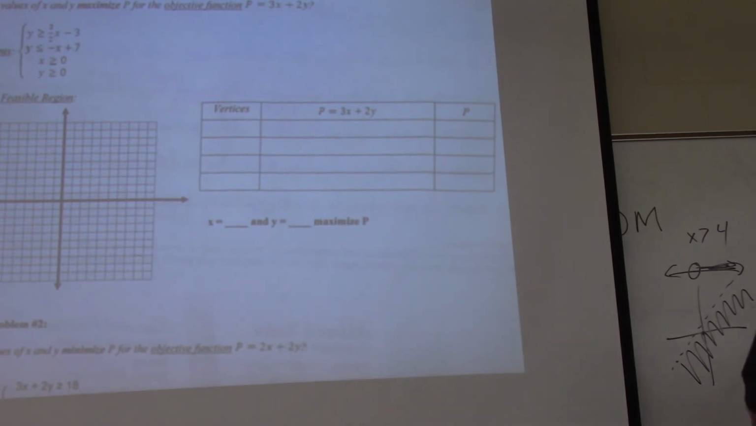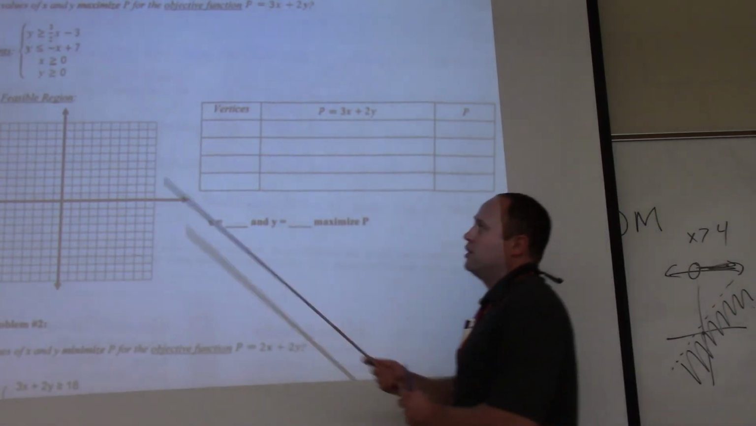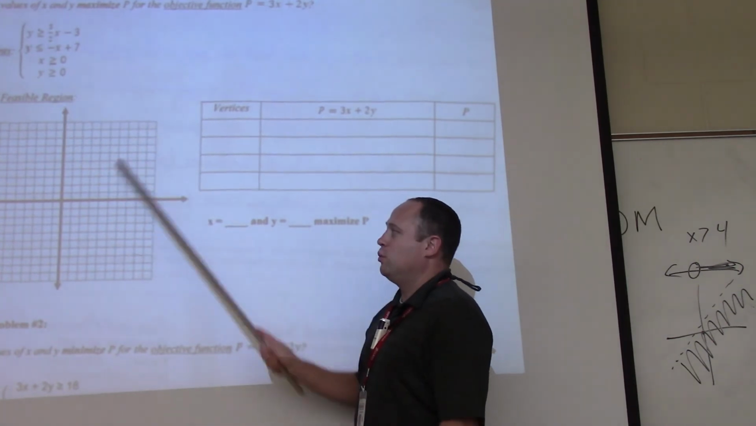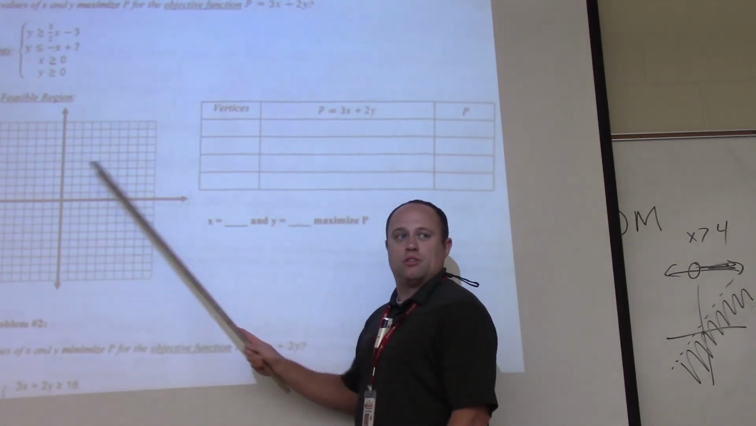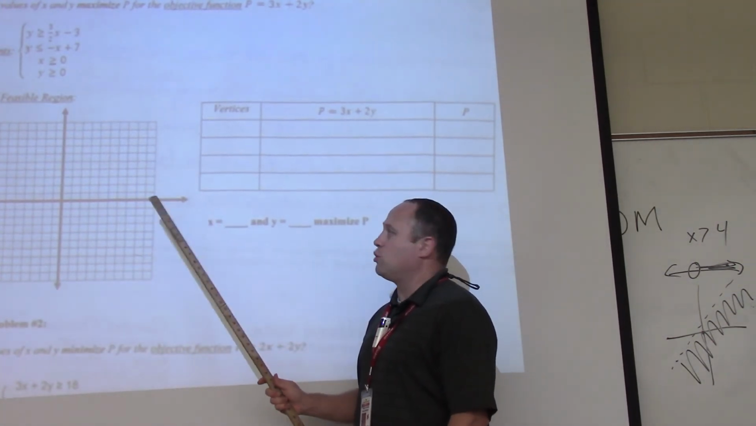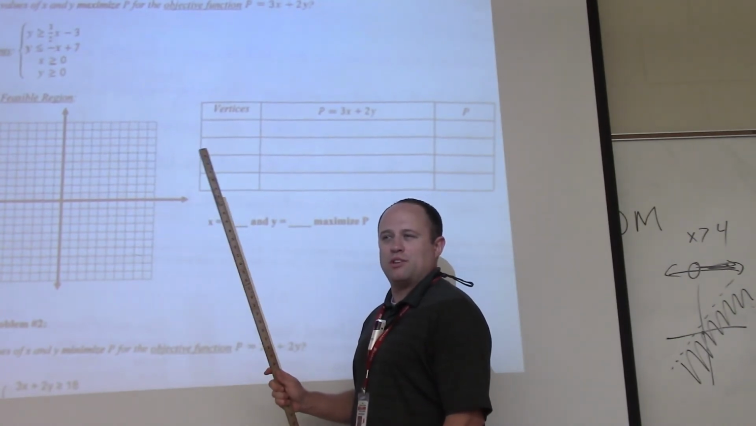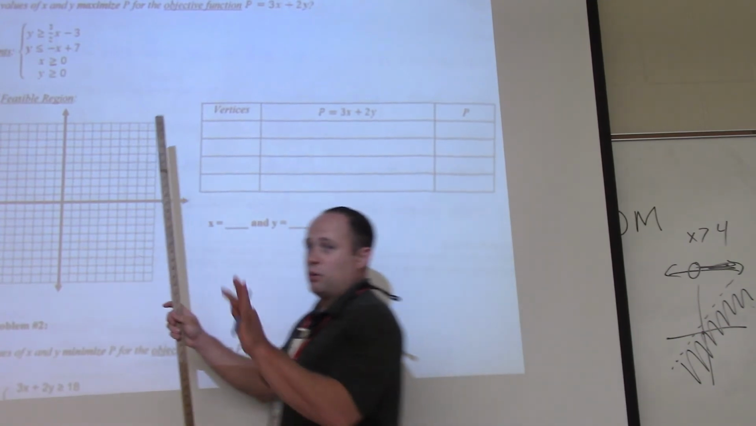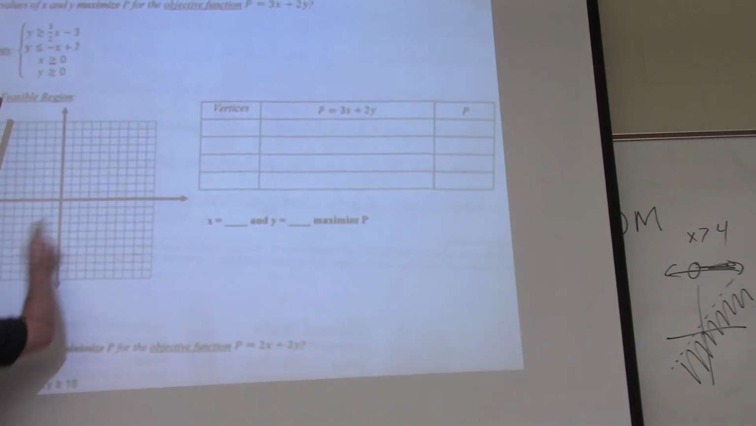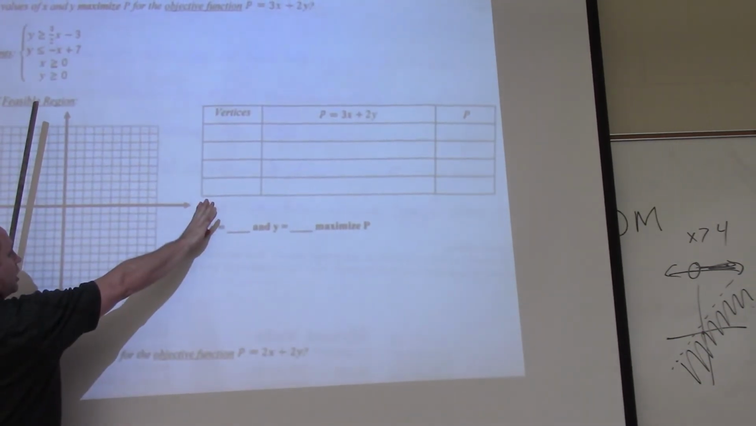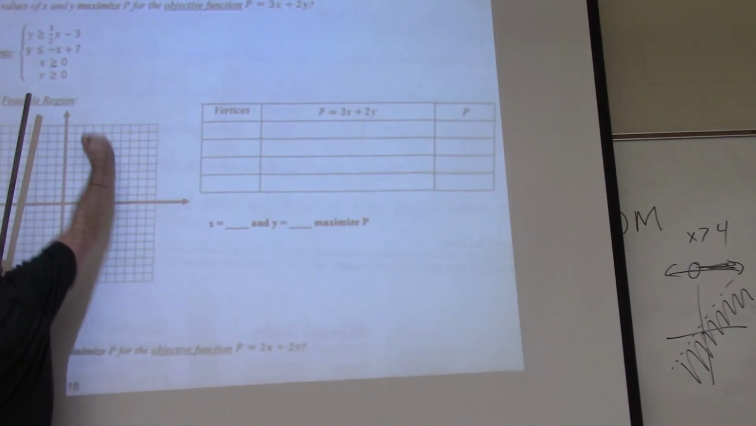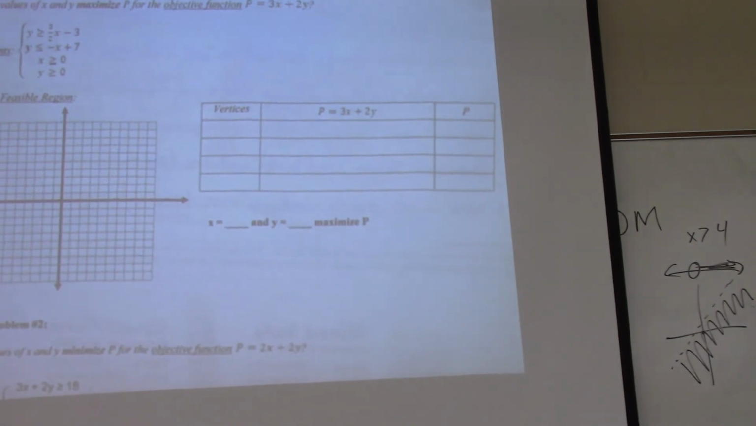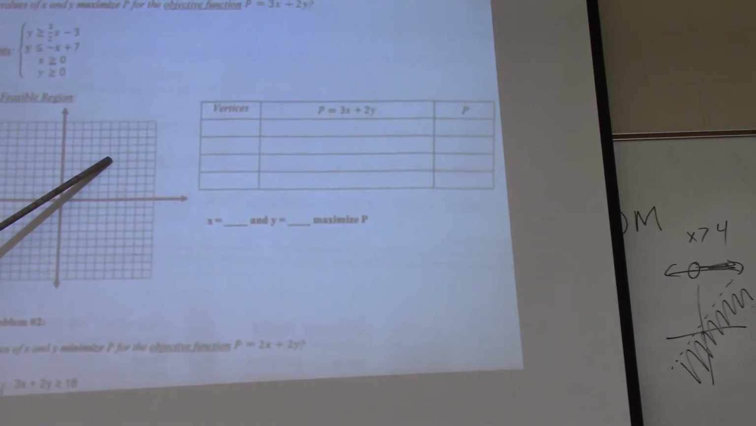Let me ask you this, before I even look at the first two lines. X is greater than or equal to 0, y is greater than or equal to 0. Where am I going to keep all of my points for this? Which quadrant? You know what I'm talking about when I say that? The top right, because x is greater than or equal to 0 all that way, and y is greater than 0 all that way.